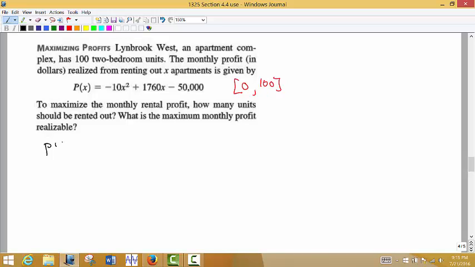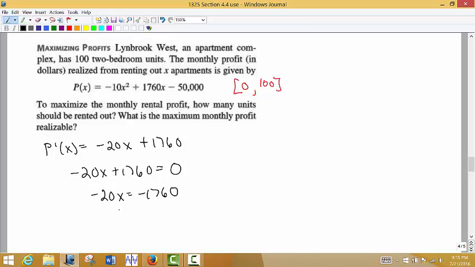So we're going to do the same thing we did a few minutes ago. We're going to find the first derivative. Okay, we're going to set that equal to 0, and then we're going to solve for x. So I'm going to subtract over the 1760, divide both sides by -20, and I get x is equal to 88. Now, would we get more profit for renting out 88 apartments or maybe 100 apartments?